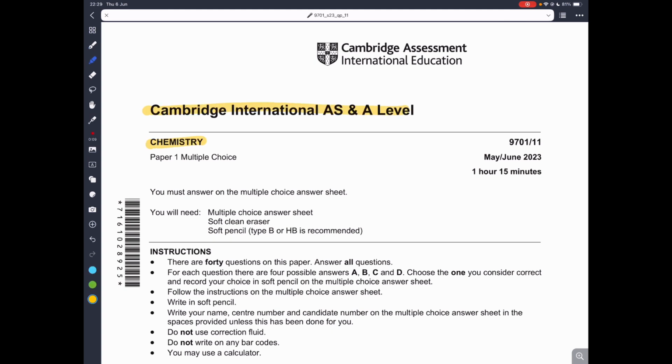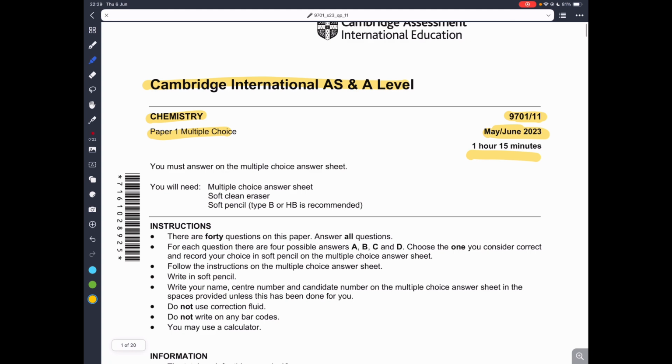This is the paper one, multiple choice. We are going to be doing the May-June 2023 series. This is the code 9701, variant 1. We have 1 hour 15 minutes to do this, so let's get started.